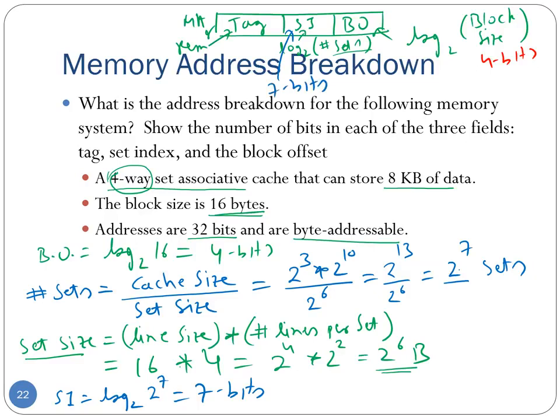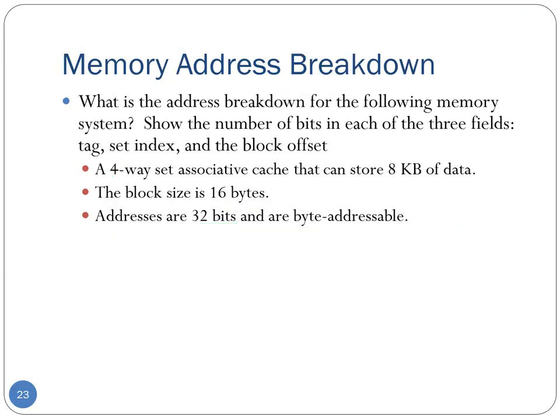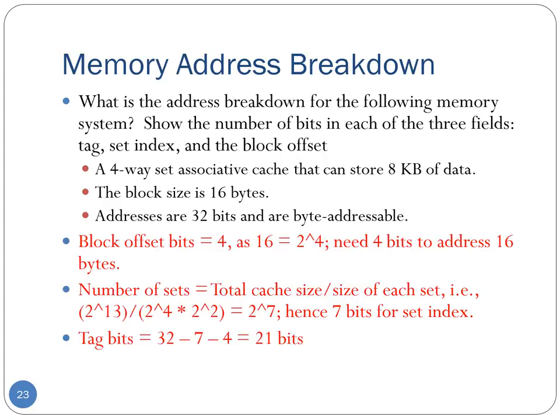All right, and all the remaining bits go to the tag field, right? The total address is 32 bits, so the tag will have 32 minus 4 bits of block offset minus 7 bits of set index, right? So this is 32 minus 11, which is 21 bits. So this is your tag field. The solution to the same problem is also summarized over here. Notice that we have 4 bits for the block offset, 7 bits for the set index, and 21 bits for the tag field.